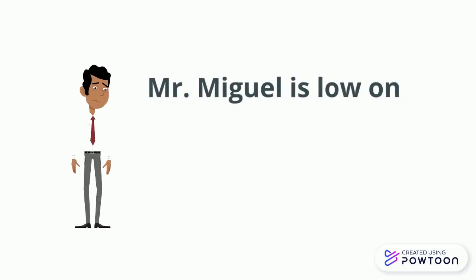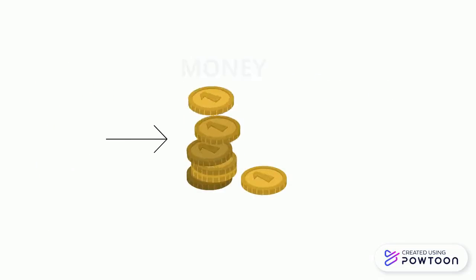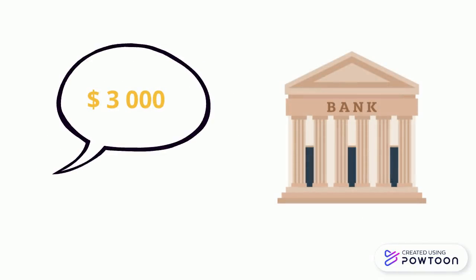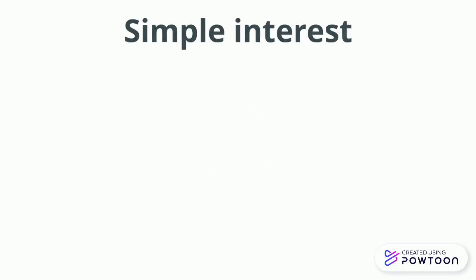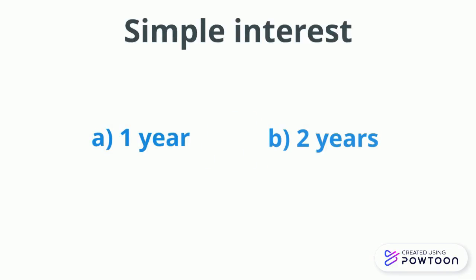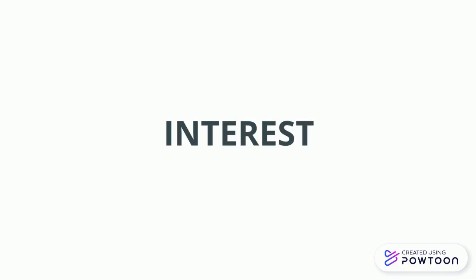Mr. Miguel is low on money, but he needs to pay for his rent. He needs to borrow $3,000 from a bank, but it comes with an interest rate of 7%. What would be the simple interest he needs to pay in 1 year, and how much would he need to pay in 2 years? This word problem is a type of problem that involves interest.